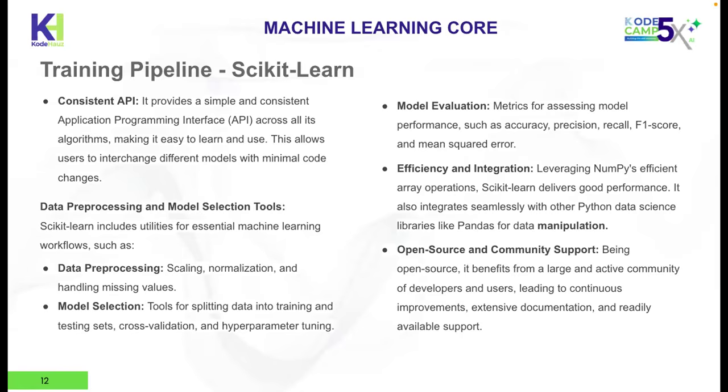Then model selection, it allows you to split data into training and testing sets. It allows you to do cross-validation. It allows you to do hyperparameter tuning. And even using grid search and all of that, it allows you to do that really easily. Then it does model evaluation. So it trains the model, right? And it allows you to evaluate the model, so you can assess its performance. So things like PCA, accuracy, precision, recall, F1 score, right? Mean squared error, and all the other kinds of errors, cross entropy, and so on. It does it very easily for you.